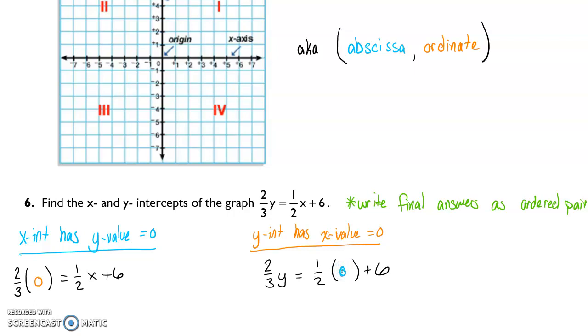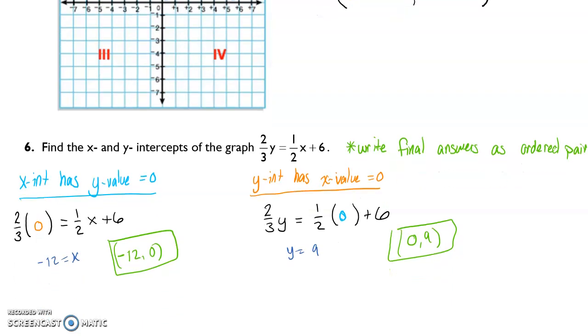When we solve for x in this case, we get an x value that is equal to negative 12. We wind up with negative 12 equals x. When we solve for y here, we get a y value that is equal to 9. But we always write our final answers as ordered pairs. So my x-intercept is going to be negative 12, 0. And my y-intercept is going to be 0, 9. So that's the majority of the review I wanted to do with understanding the aspect of the coordinate plane and intercepts and some linear stuff.